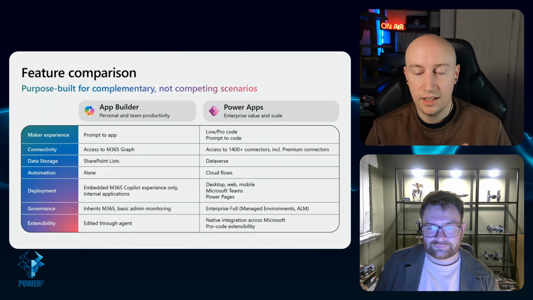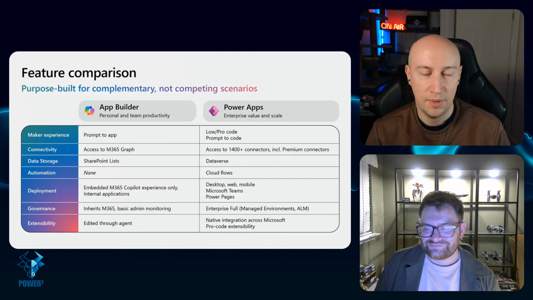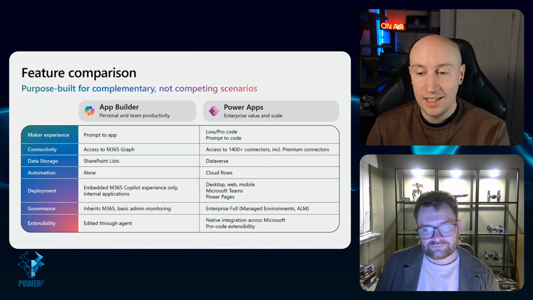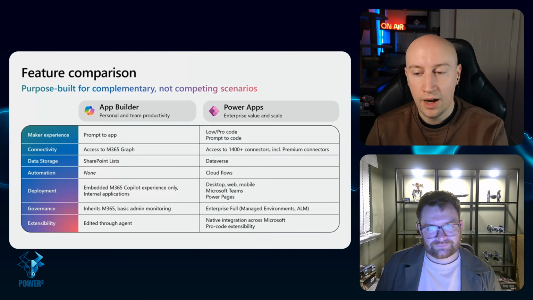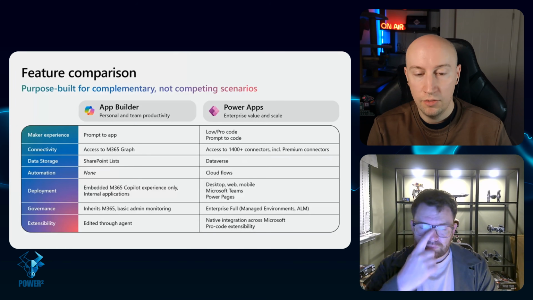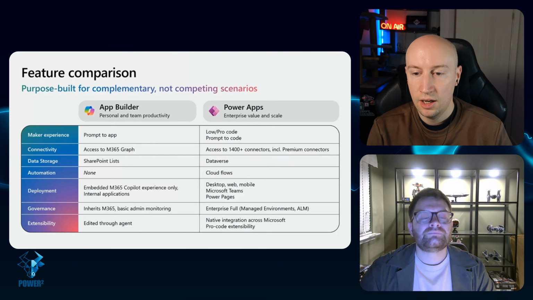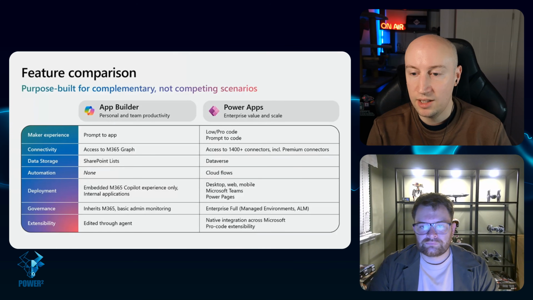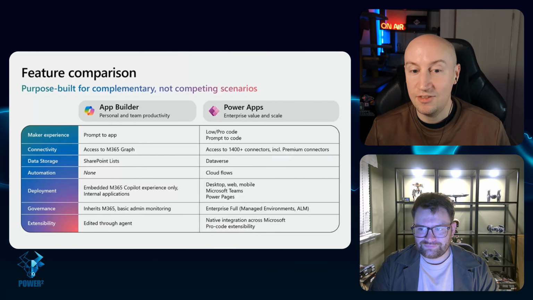There is one thing that does come to mind which scares me somewhat as someone involved in governance and admin. Although it says that it's purpose built for complementary, not competing scenarios, I am certain that there'll be people who will go and build something with App Builder, realize that it doesn't have automation, and go, well, I'll just go to Power Automate. And when something's added to my SharePoint list, I'll trigger off of that. So then they've built a solution that isn't in a solution, and it's separated and it's very difficult to govern then. And no doubt that's going to happen.